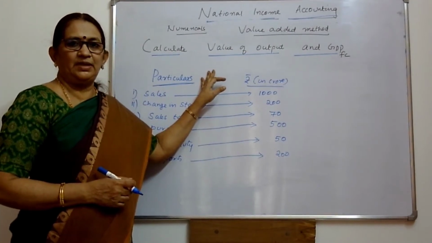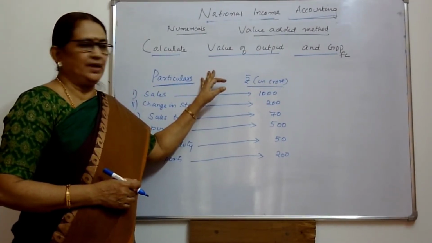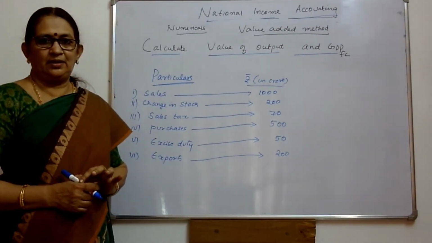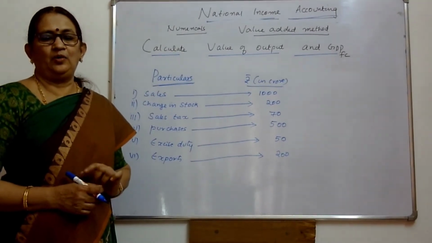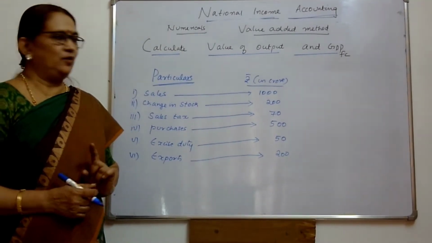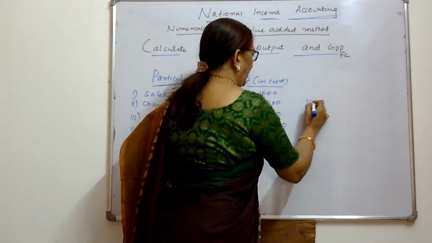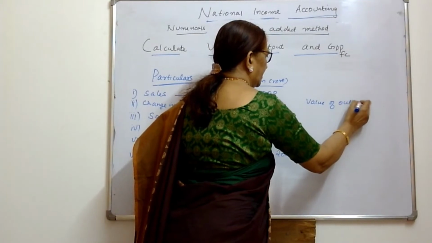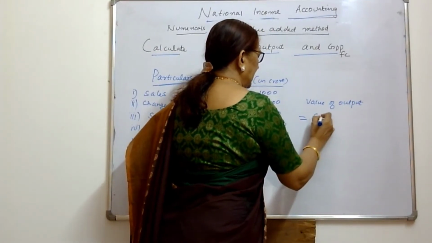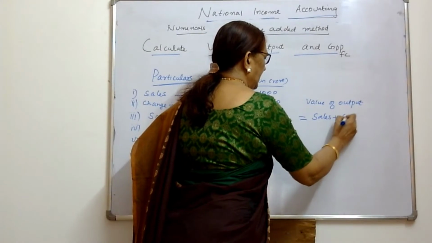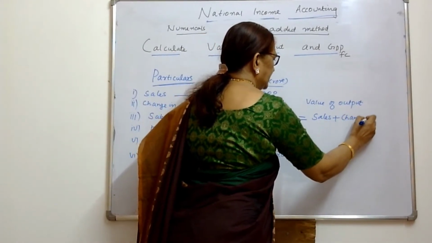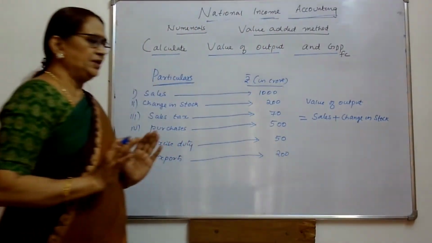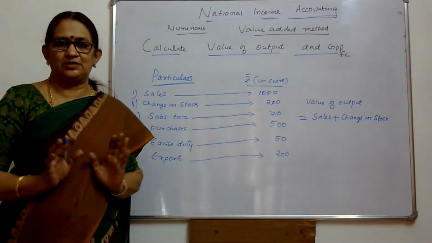So here from the given data we have to calculate value of output and GDP at factor cost. Value of output. What is value of output? Value of output is equal to sales plus change in stock. Value of output is equal to sales plus change in stock.